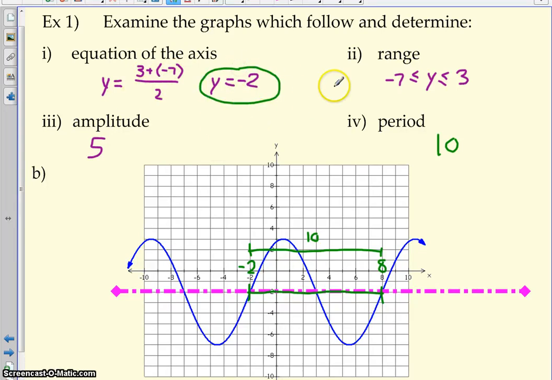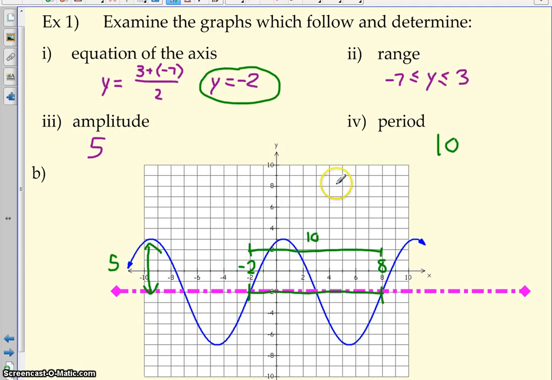Because my minimum is at -7 and my maximum is at 3, the range will be any y value between -7 and 3. For the amplitude, I'm going again from the distance from the axis up to the maximum. So if my axis is at -2, and my maximum value is at 3, I can count that off as being a distance of 5.